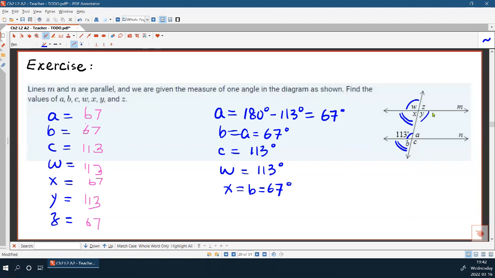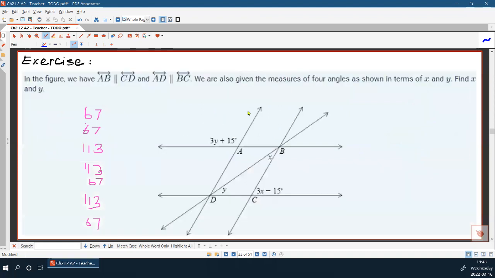And Y is here. Y is corresponding to C, right? So Y equals C, because when we have two parallel lines, the corresponding angles are congruent. So Y equals C equals 113 degrees. And Z and A are corresponding angles, right? So Z equals A, which is 67 degrees. Okay, then let's have a look at the next one.